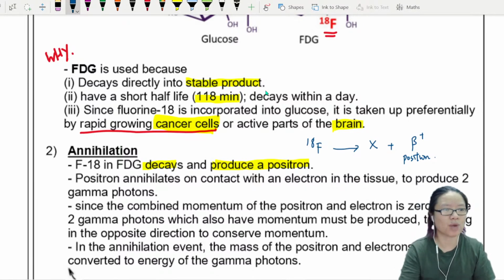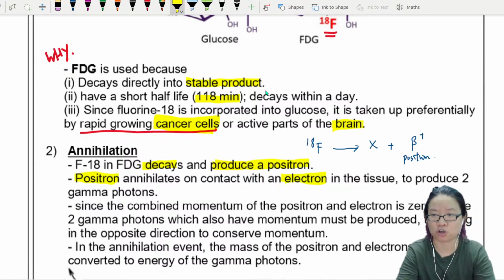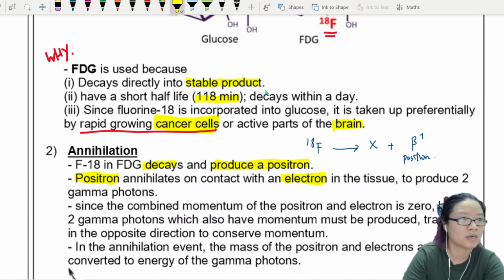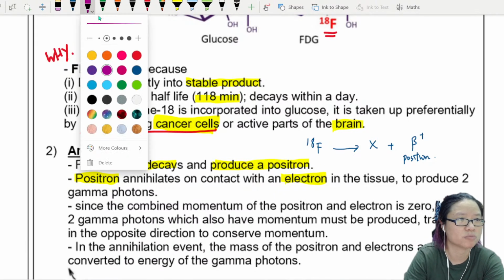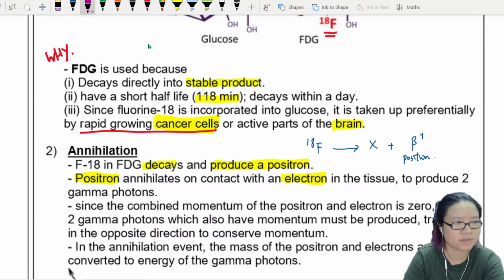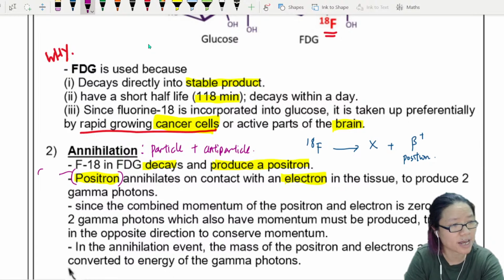And what happens when an antiparticle, positron, meets a particle, electron? They will annihilate. So this is the annihilation process. Annihilation happens when you have a particle in contact with an antiparticle. This one is from your AS particle physics. The positron is the antiparticle, and the electron is the particle.